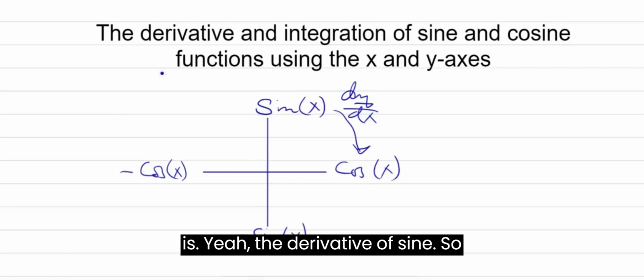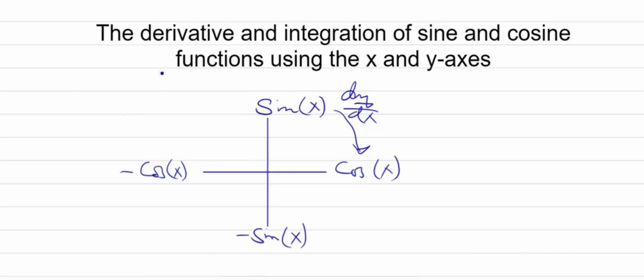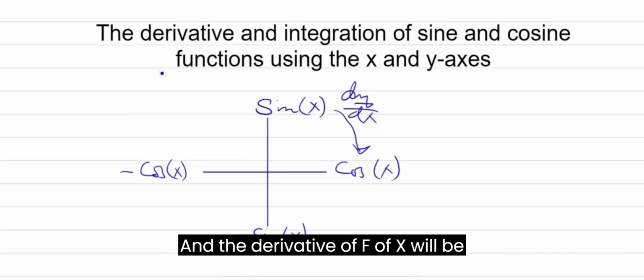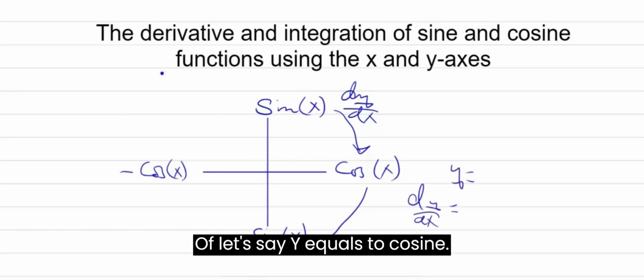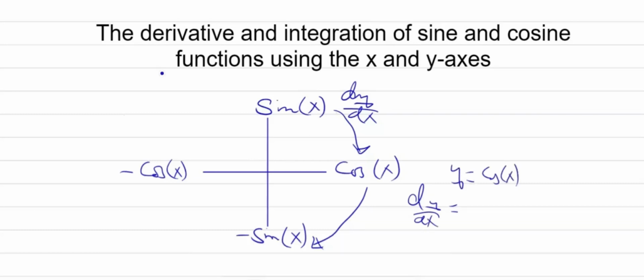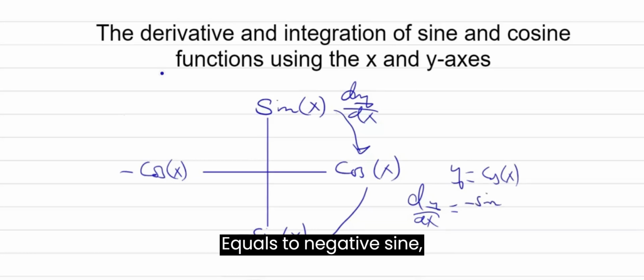So the derivative of sine, we go clockwise direction. Let's say my f of x equals sine x, and the derivative of f of x will be cosine, and the derivative of cosine is negative sine. So dy/dx of, let's say, y equals cosine equals negative sine.